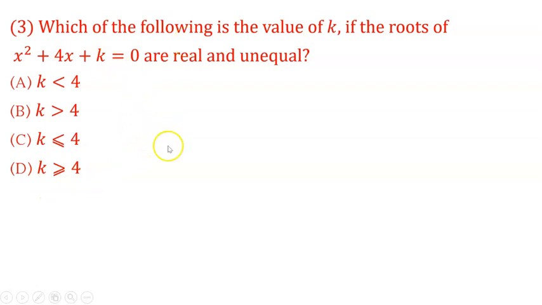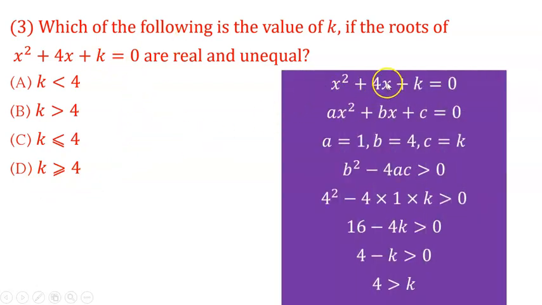Now here we simplify. x square plus 4x plus k is equal to 0. We'll compare it with the standard form ax square plus bx plus c equals 0. The value of a is 1, b is 4, c is k. Find out the discriminant, that is delta, b square minus 4ac. We want the roots to be real and unequal, therefore this delta must be greater than 0.